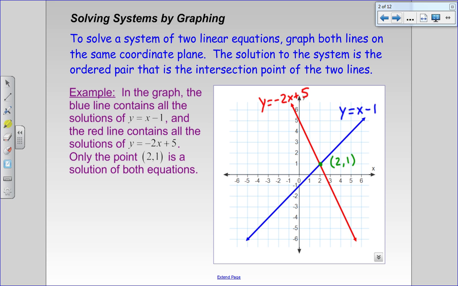If we substitute the point 2, 1 into the equation y equals x minus 1, we obtain 1 equals 2 minus 1, which is a true equation. So this is a solution of that equation. Similarly, if we substitute into y equals negative 2x plus 5, we obtain 1 equals negative 2 times 2 plus 5, or 1 equals negative 4 plus 5. Since this is also true, the point 2, 1 is a solution of this equation as well.